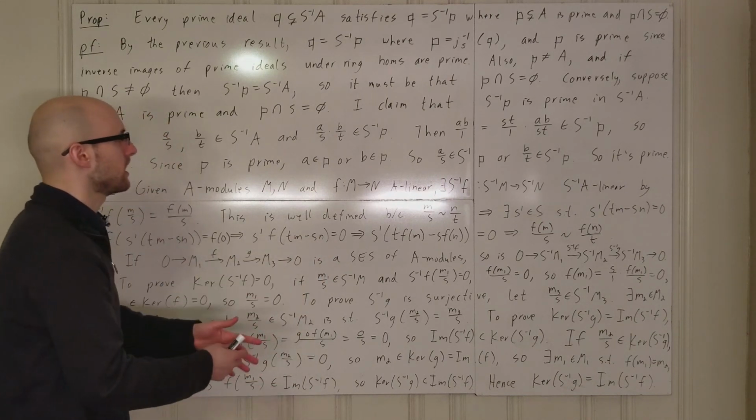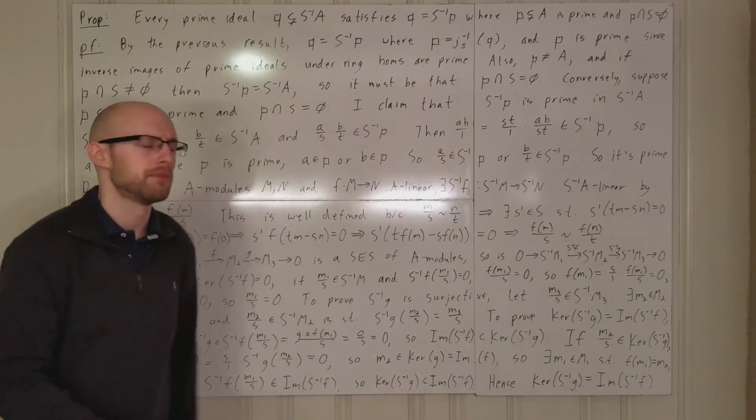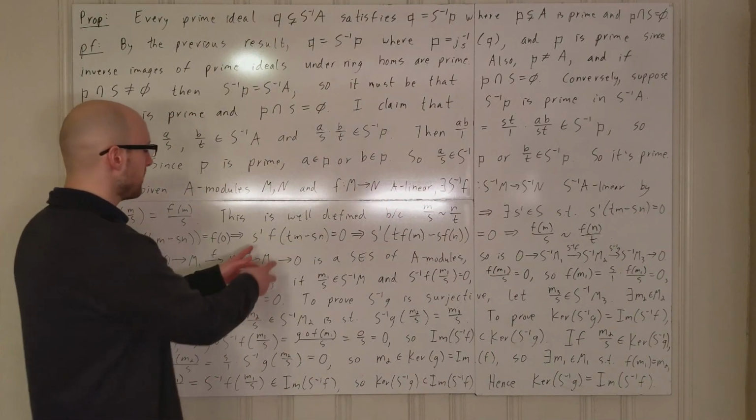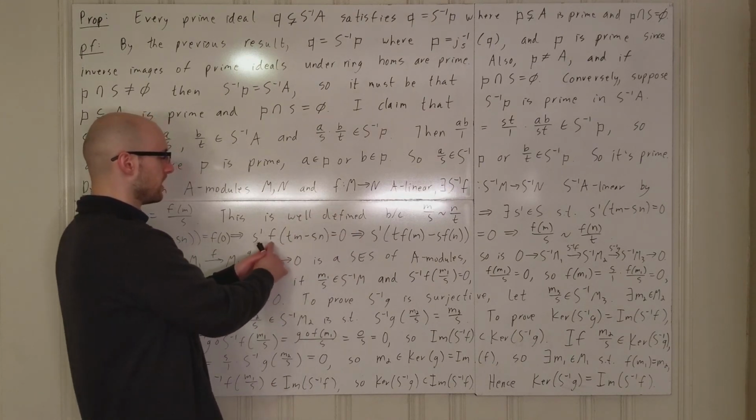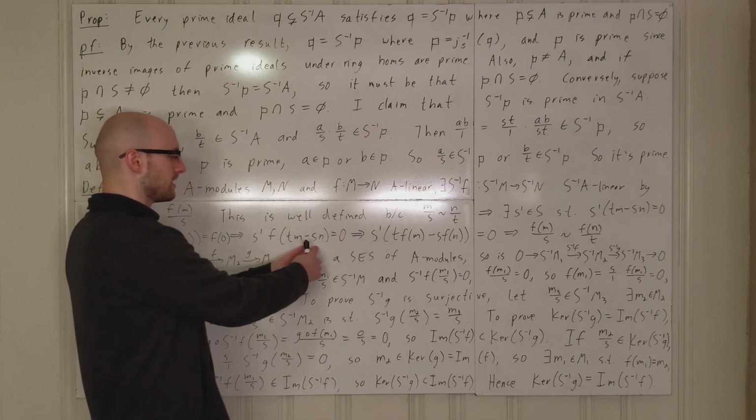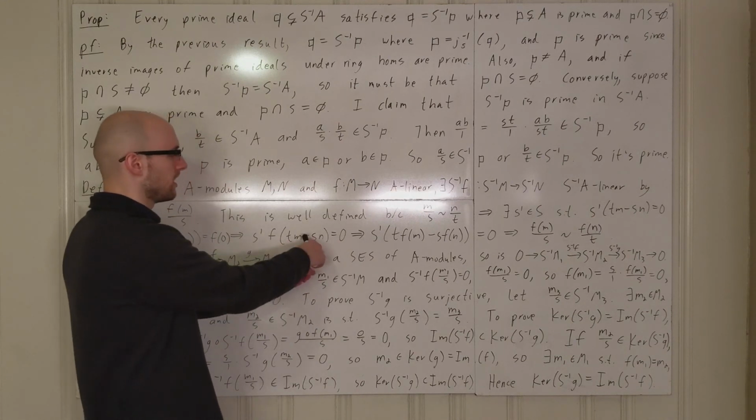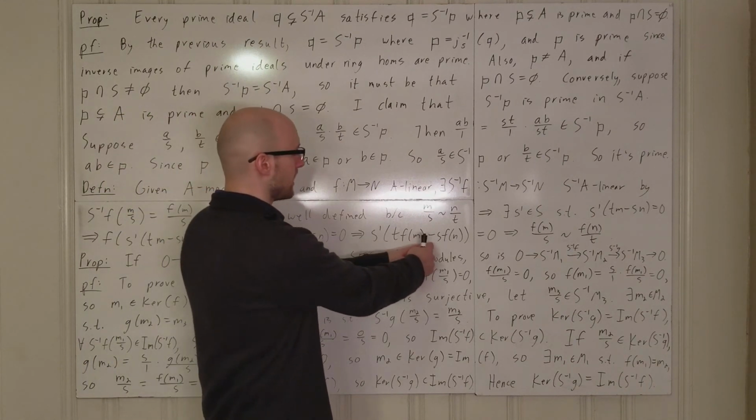Oh wait, no, we know that's the case because we know that f is A-linear. Yeah, what am I talking about? Okay, so because f is A-linear, f is a homomorphism, so you can bring in, so this is f of tm minus f of sn, and if you bring the t out front and then the s out front, you get t f(m) minus s f(n).